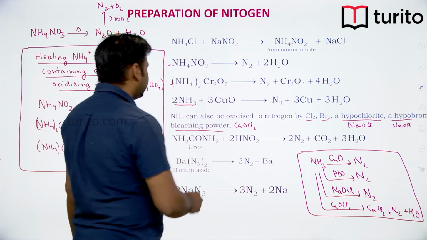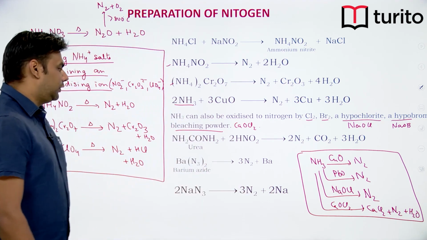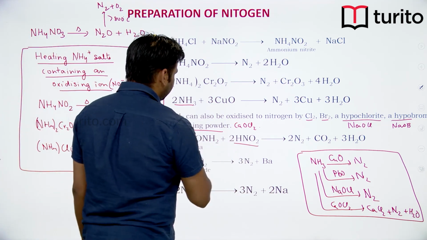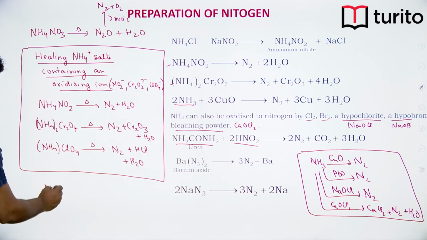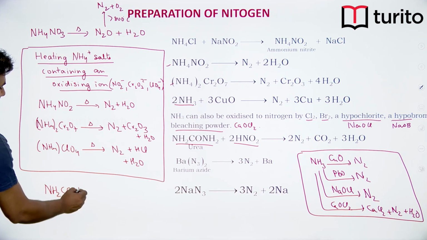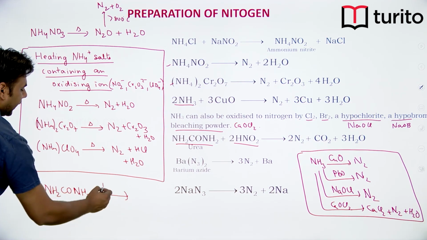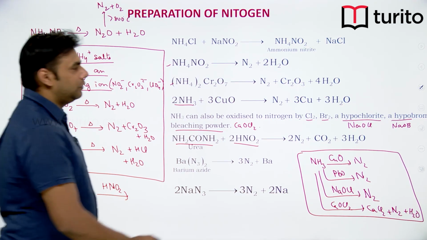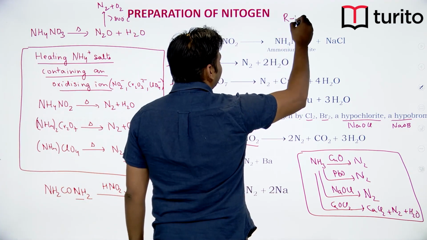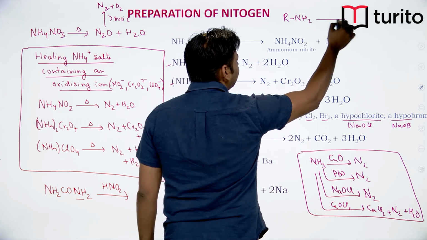The next reaction is through the action of HNO2 on urea. We know this reaction which we have done in organic also. When you react a primary amine with HNO2, I will make you revisit it. We have done this in the amines chapter.